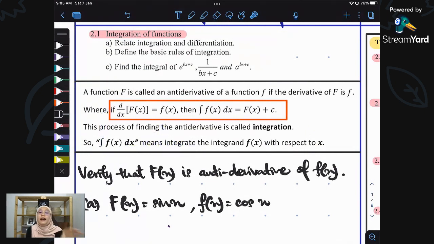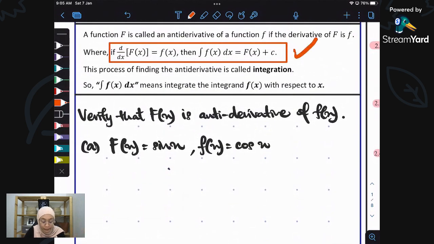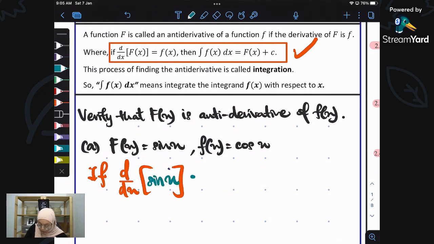Okay, so let's answer the first question here, which is only to show, or I call it to verify, that the big letter F is the antiderivative of f(x) by using functions. So question A here is big letter F equals sine x, which is trigo, and the small letter f(x) is cos x. Let's see by writing down exactly as the statement here. I got to write down, start with: if differentiate the big letter F, which is sine x, what do you get?